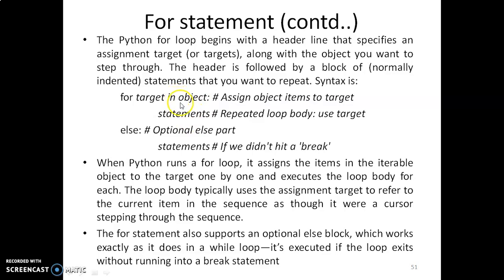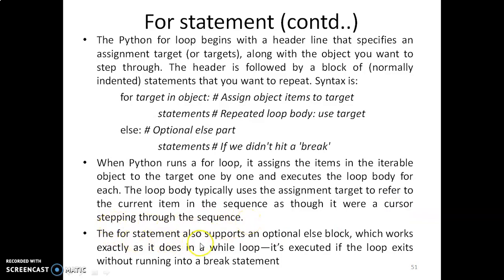And if this for loop terminates normally without any break statement, then this else part is also executed. So if you don't have a break statement in these statements, then this else part is executed. When Python runs a for loop, it assigns the items in the iterable object to the target one by one and executes the loop body for each. The body typically uses the assignment target to refer to the current item in the sequence, as though it were a cursor stepping through the sequence.